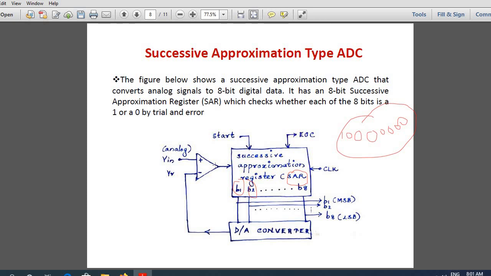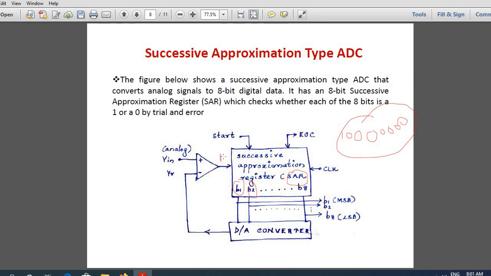Suppose that this output is a 1. What's the meaning of that? Comparator output of 1 means that your Vin is larger. That is, I tried a digital data to see how close it is to my analog input. So I found out that my analog input which is to be converted is much larger when compared to the trial code. That is why I got my comparator output as a 1.